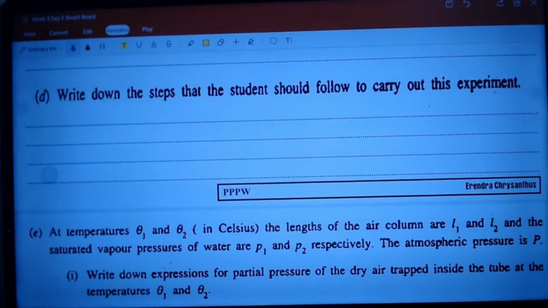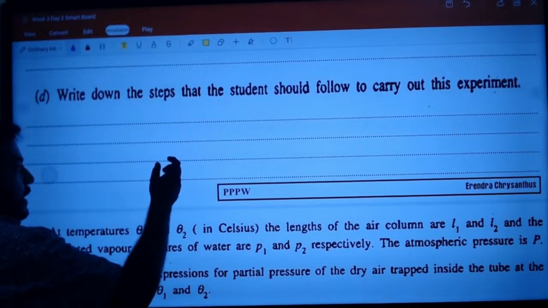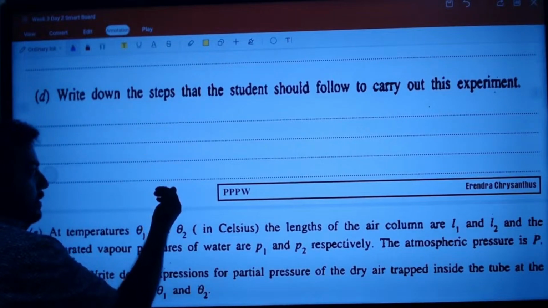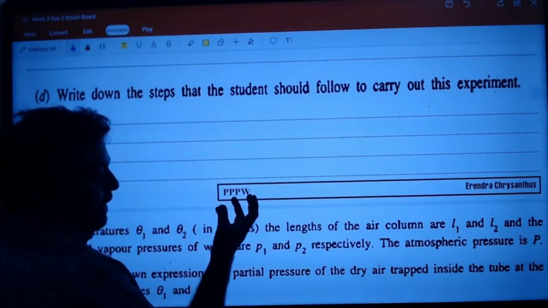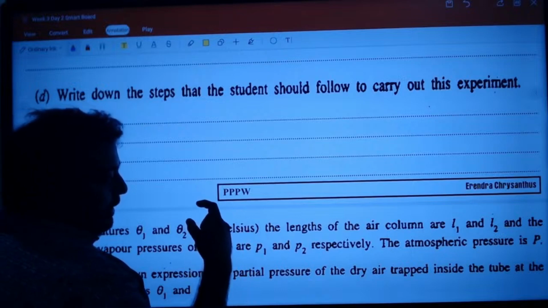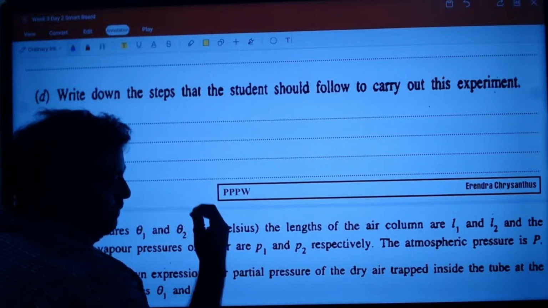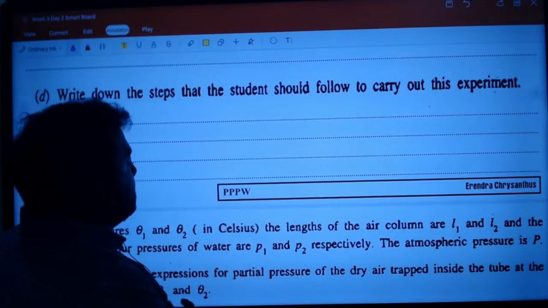Write down the steps required to carry out the experiment. So what do you do? To increase the temperature, normally we increase the temperature by 10 degrees Celsius, remove the Bunsen burner, stir, maintain the particular height, and measure the length of the air column. Repeat this for many different readings.